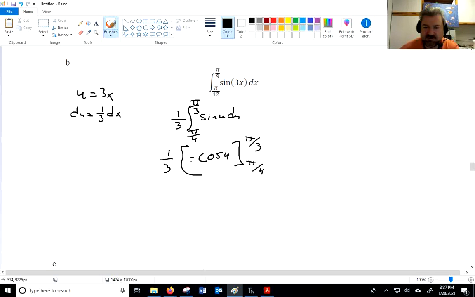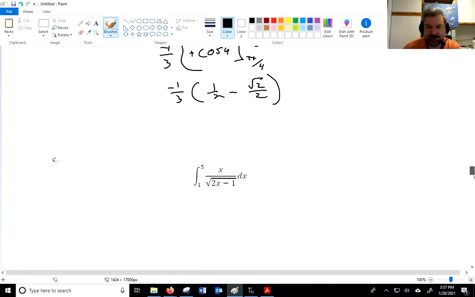And don't forget the 1/3. And I'm just going to bring that negative out like that. So this is a negative 1/3 times the cosine of pi over 3, which is 1/2, minus the cosine of pi over 4, which is the square root of 2 over 2. And I'm just going to leave it like that. Note that this would be a positive number, though, because root 2 over 2 is bigger than half, but times a negative on the outside, so it becomes a negative times a negative.